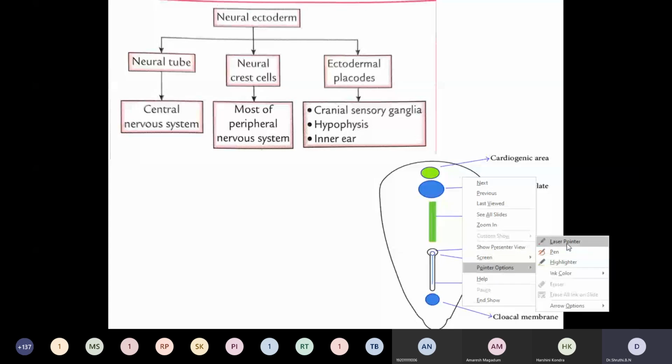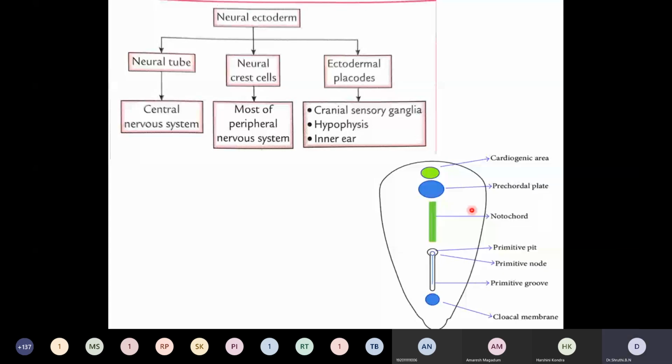I'll choose a pointer option. Okay. See, this is the notochord. Can you see my pointer? Can any one of you unmute and then say yes or no? Yes, ma'am. Yeah, good. Okay.